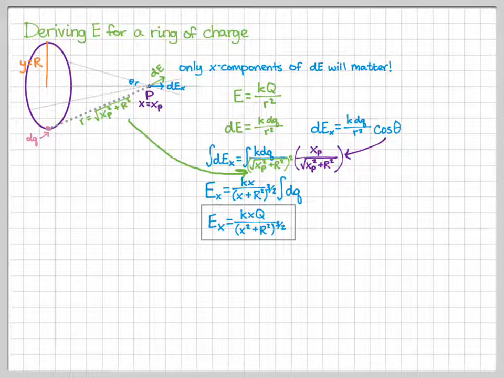That cosine theta pops up in order for us to get only that x component. Crunch everything together, simplify everything, and you just get the integral of dq, which just turns into big Q, the total amount of charge. Okay, so that was a review.